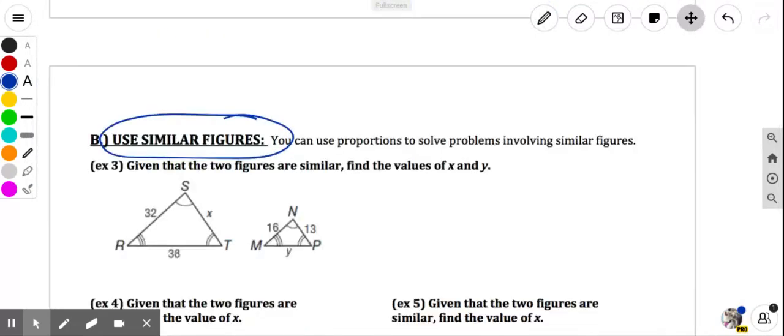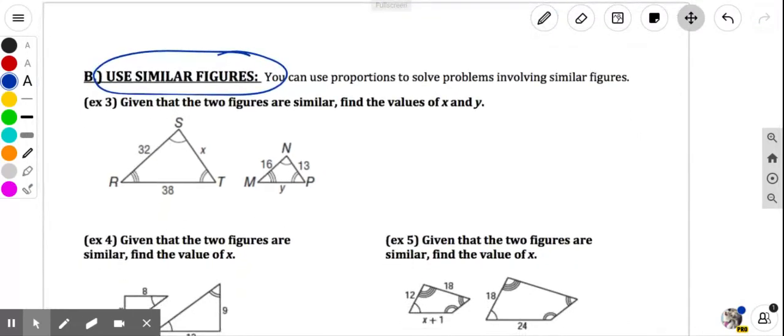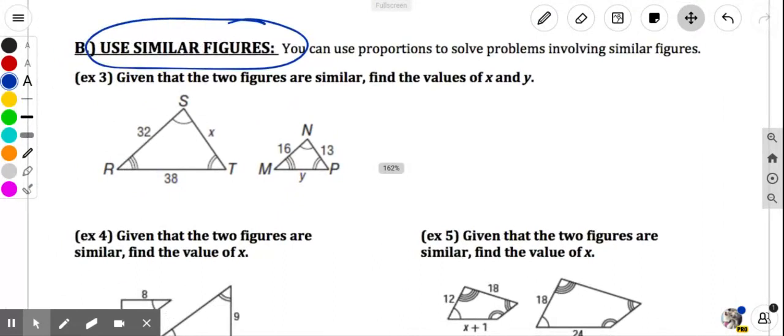Okay, here we go. If you are given that figures are similar, that means that their sides are proportional, which means ratios of those sides are equal. We just talked about that on the first page. So if we are given a picture with some sides marked and maybe an X and a Y like this one, we can use proportions to figure out what the values are. So you can write proportions. There's also another way to do this using something called scale factor, which some of you may already be thinking about.